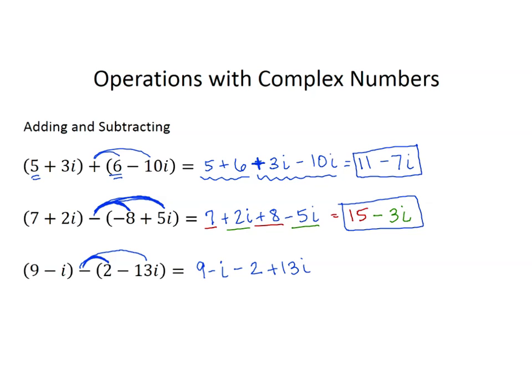All right, we're going to combine our constant terms. We have a 9 and a negative 2, which will give us 7. And then we'll combine our i terms. We've got a negative i and a positive 13i, which will give us a positive 12i. And that's where we stop. That's the end. So adding and subtracting is pretty straightforward. It's just like adding and subtracting when we've got like terms.